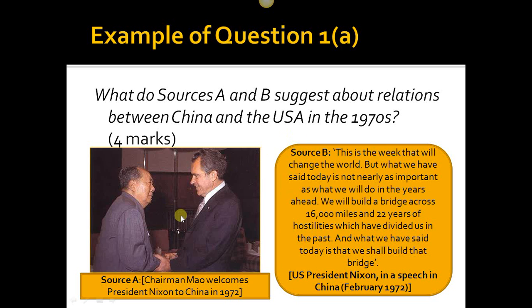Now, if we look at source A, even though Mao's got kind of a grumpy face here, that is Mao smiling. Imagine if he was angry. But if we look at Nixon, all teeth and beaming here, he's definitely smiling. And one of the most important things to notice here is the shaking of the hands. So source A is telling us that Chairman Mao welcomes President Nixon to China in 1972, and yes, that did take place. And they did build firm relations there.